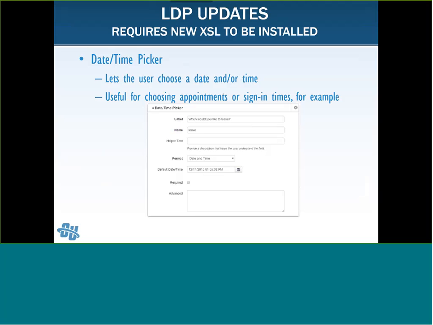So we have a couple new elements in addition to the single line text fields, checkboxes, multi-line text fields, all that sort of stuff that you're used to when building forms in LDP. Now we also have a date time picker, which allows the user to choose a date and or time. So you could do specifically only date, only time, or both. So it's useful for choosing appointments or sign-in times for your forms.